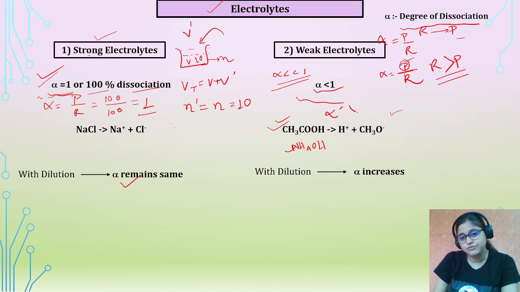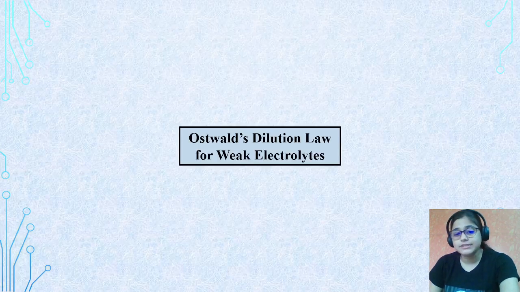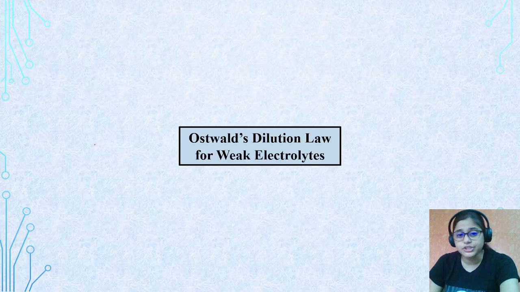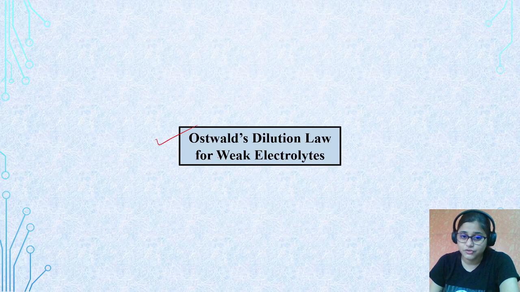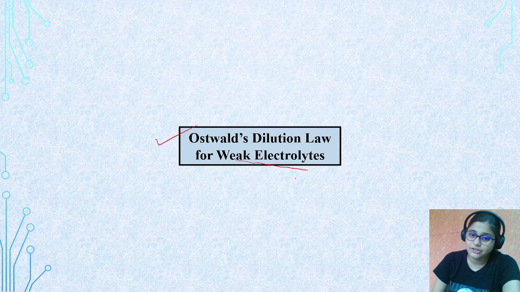Now alpha dash will be greater than alpha, right? So we know that dissociation will be different now. Fine. But why are we reading this? We have to relate it somehow, right? Before relating it with anything, we have to understand the Ostwald dilution law for weak electrolytes. This is valid only for weak electrolytes.